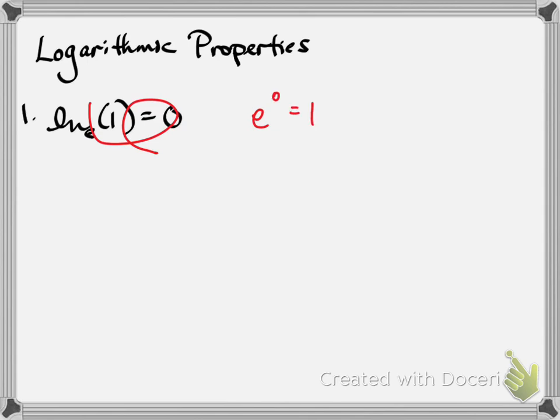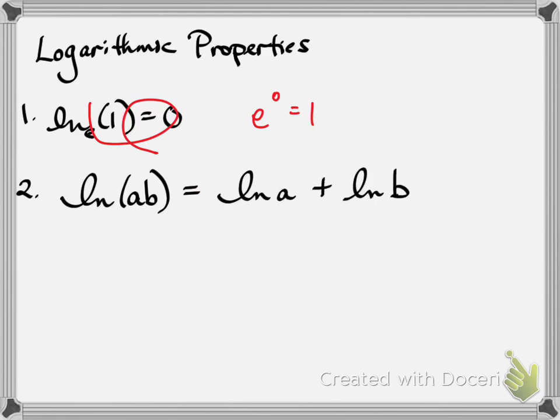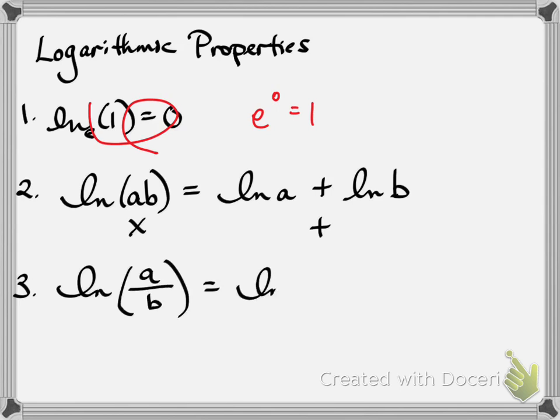So there's that property. Number 2, the ln of a product, ln of ab, can be rewritten as the ln of a plus the ln of b. So we can rewrite a product as a sum. Likewise, the ln of a quotient can be ln of a minus ln of b. So if you have a quotient, it's subtraction.